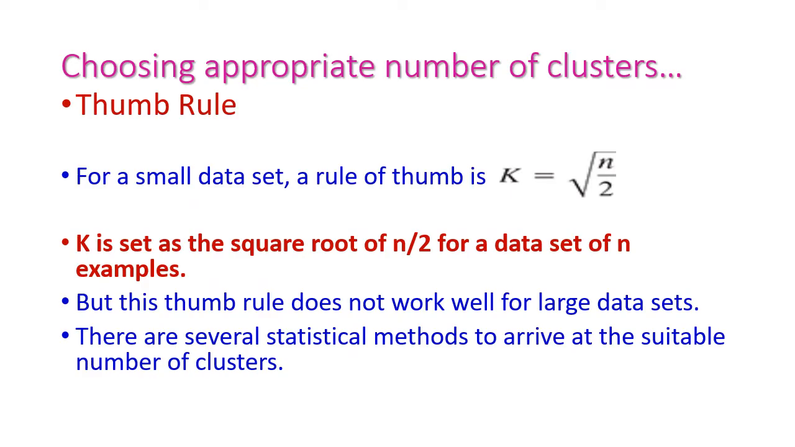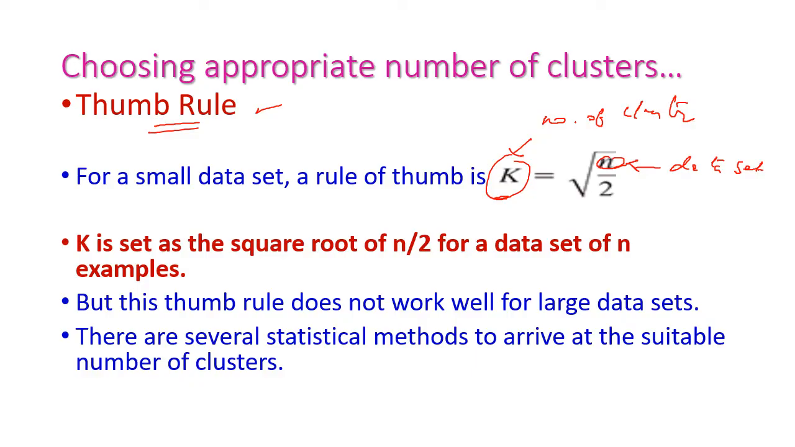For choosing the number of clusters, we can use this thumb rule. The thumb rule means k equals the square root of n by 2. We know what k is: k is the number of clusters, isn't it? Here, n is the number of data points in the data set.